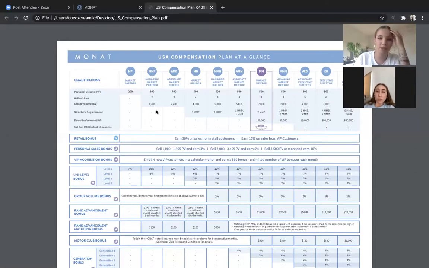So first and foremost, let's talk about PV, for your personal sales every single week. That's why that has that blue W there. Every single week, you're going to get paid 30% on every single retail customer you have. So if you have somebody that's just retail that buys the oil for $100, you would get $30 off of just that 1 oil. Or you get 15% off of all of your VIP customers. So $15 off the 1 oil.